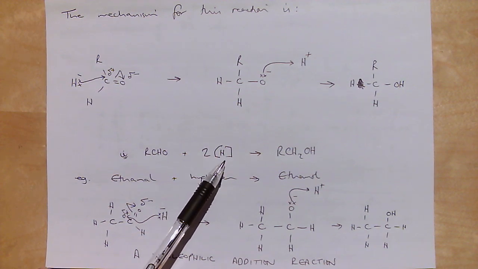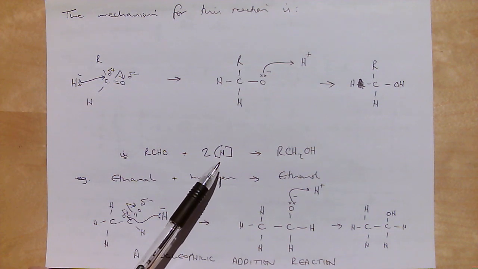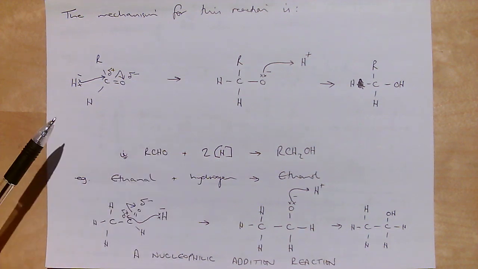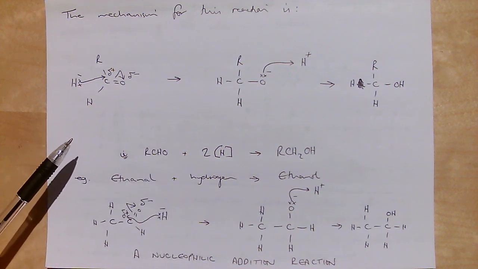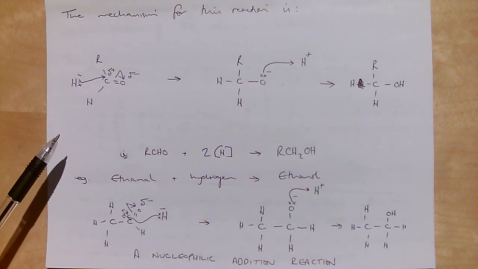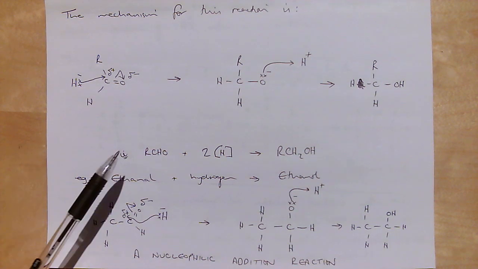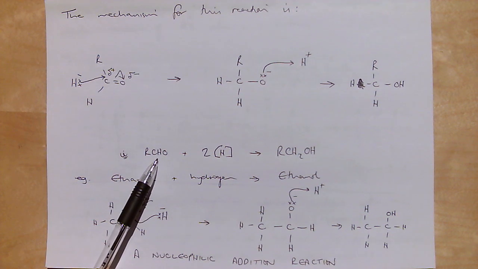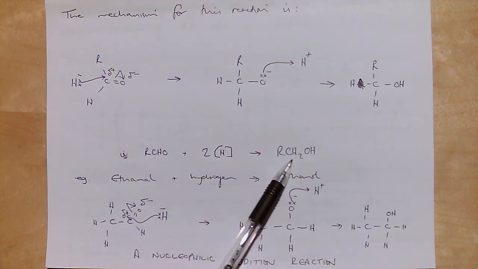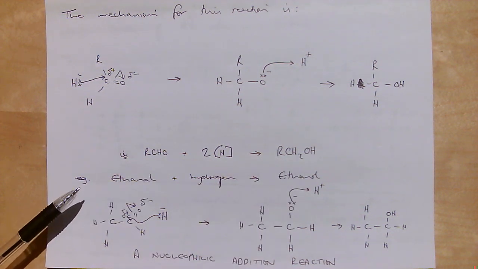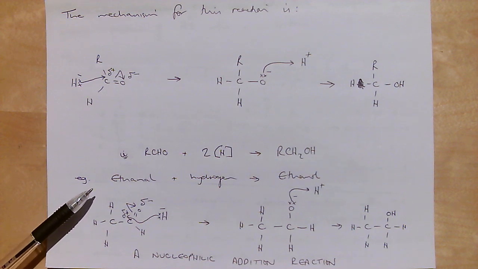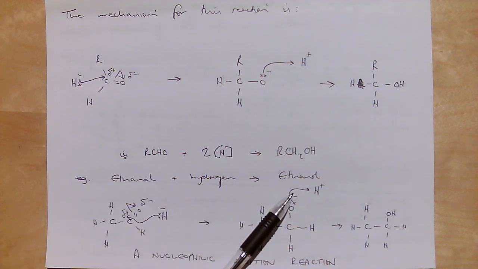These square brackets just show that we needed some hydrogens from somewhere, and they came from a reagent, but we don't want to write down what that reagent is. Right, so RCHO, that's my aldehyde, plus 2 H's goes to a primary alcohol. The next example could be ethanal plus hydrogen going to ethanol.